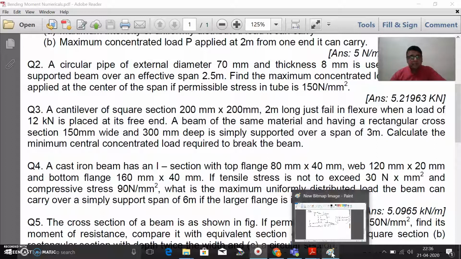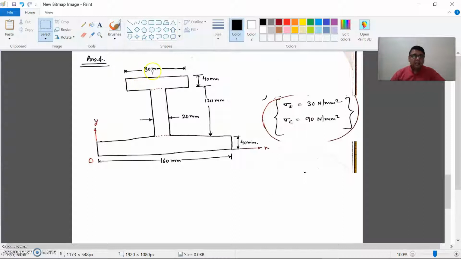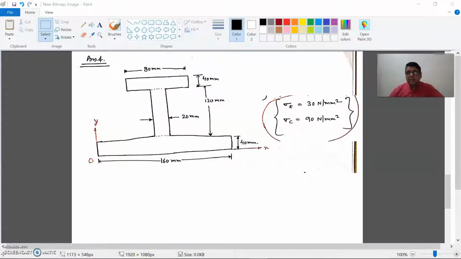In this, we'll first draw the figure of the beam, and let us say this will be the figure of the beam. Okay, in this figure it is said that 80, 40, this is 20, I'm sorry, this 40 dimension, and this, it is actually 20, so I should have drawn this in a smaller way. Okay, but please excuse me for this. And this is 40, and he already told you that sigma t is equal to 30 and sigma c is equal to 90. Is it okay?